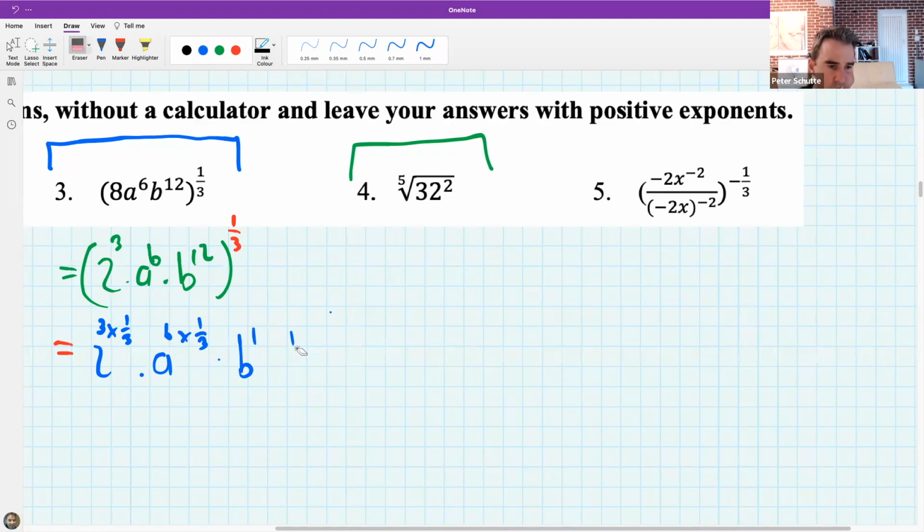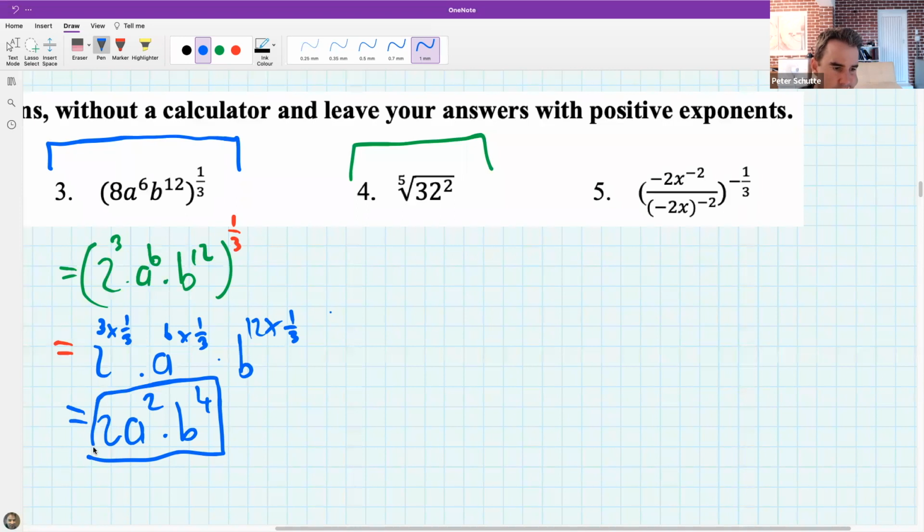So the answer for number 3 should be 2a squared b to the 4. See if you agree with how I got that. If you have a question, feel free to raise your hand.